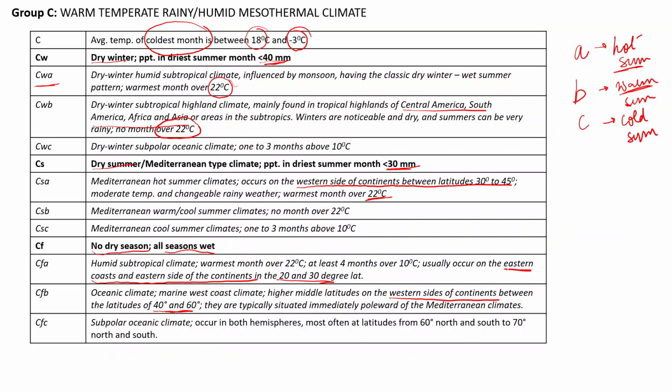While CFC, the subpolar oceanic climate, occurs in both hemispheres. So if it is 60 degrees to 70 degrees north and south latitudes, it will be CFC climate.